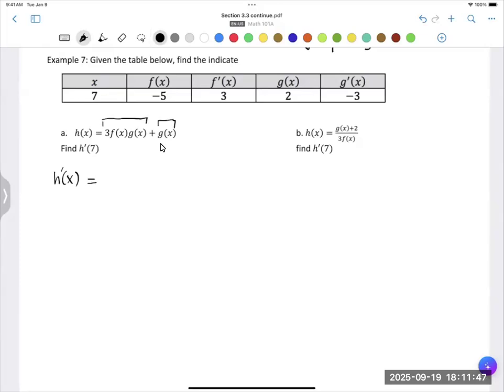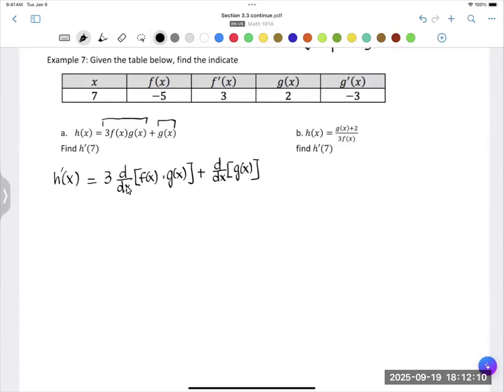So I'm going to take the derivative of 3 f of x times g of x. So 3 is a constant coefficient, so I put a 3 in the front. So we have 3 times the derivative of f of x times g of x, plus the derivative of g of x.